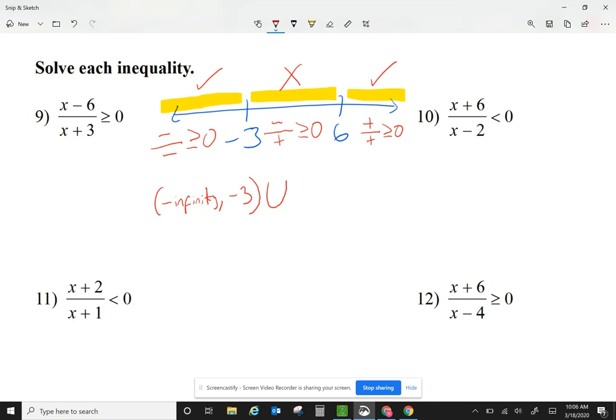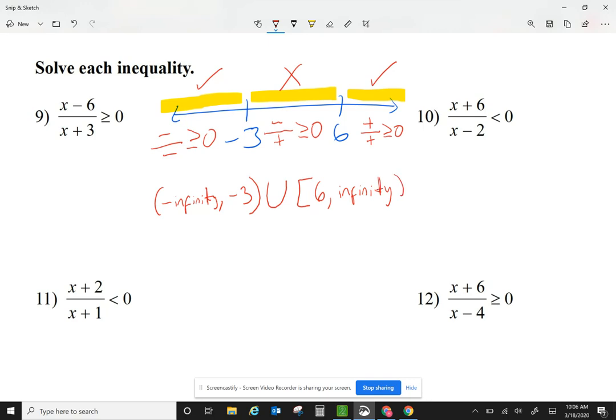Now my other section, it starts at 6. I'm going to use a bracket in this case. I'll talk about the difference of brackets and parentheses in a minute. I'm going to use a bracket in this case. It goes to the right forever, so it goes all the way to positive infinity.